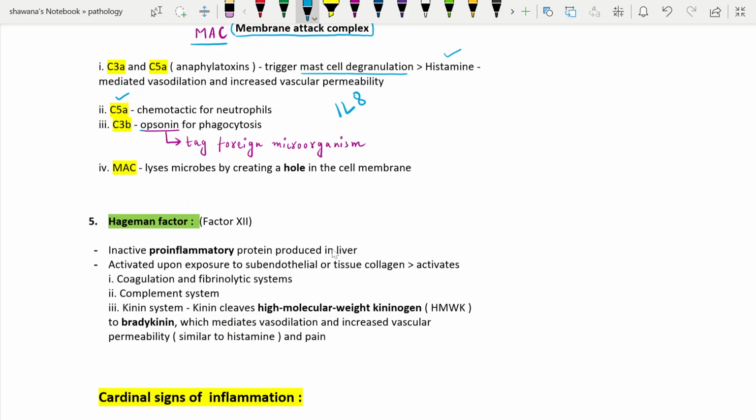What is the function of the membrane attack complex? It is going to create a hole in the cell membrane and lyse the microbes.